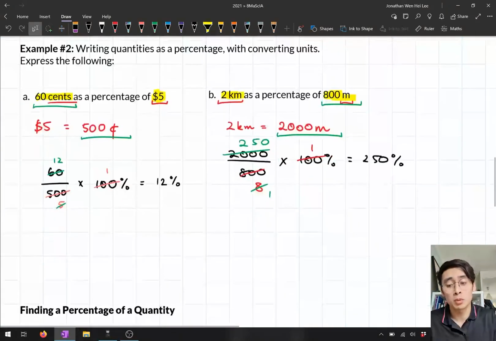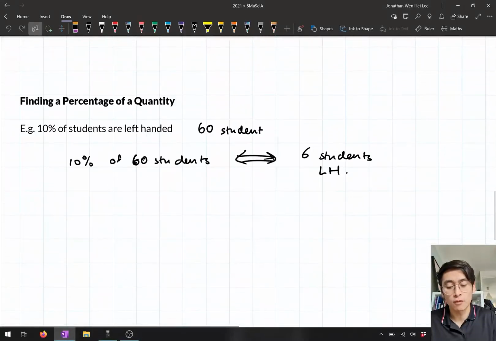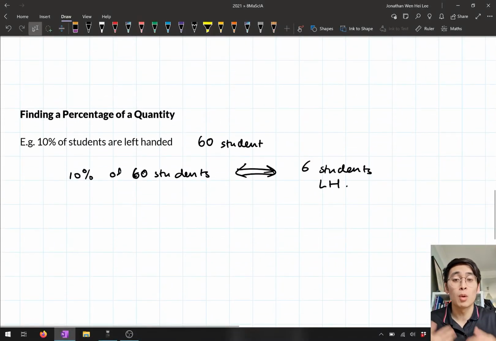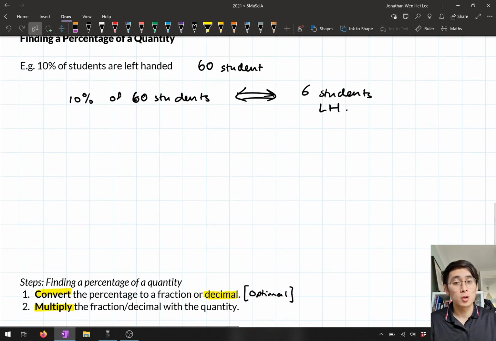The second part was when we wanted to find a percentage of a quantity. This is where we wanted to see what 10% of an amount was, for example. And what we have to do here is, optionally, convert your percentage to a decimal or fraction. That's my personal choice that I like to use. And then from there, we multiply that decimal or fraction with our quantity. You could also do this by putting the percent symbol in, but that would mean that you need to use your scientific calculator for that as well.